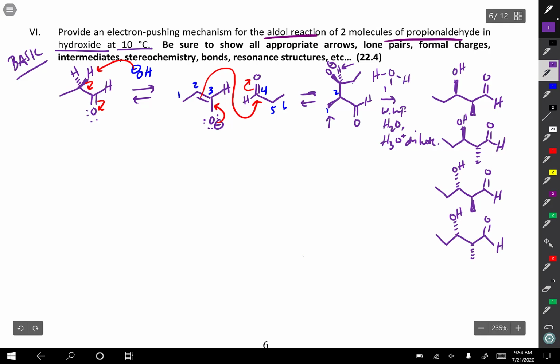Typically you would have another step with water and a small amount of acid. In this case, it just says hydroxide, but you typically don't isolate these just from hydroxide. So on an exam, I would have another workup step. And there you go. There you have it. That's the aldol reaction of 2 molecules of propionaldehyde.